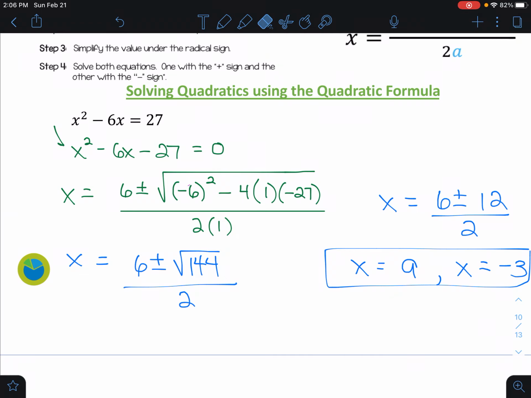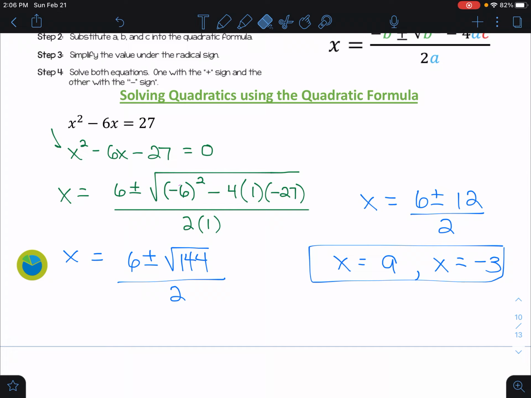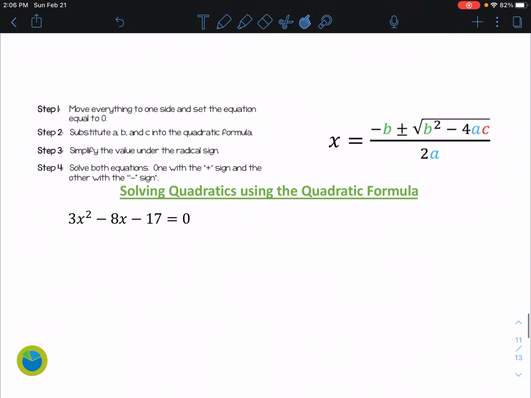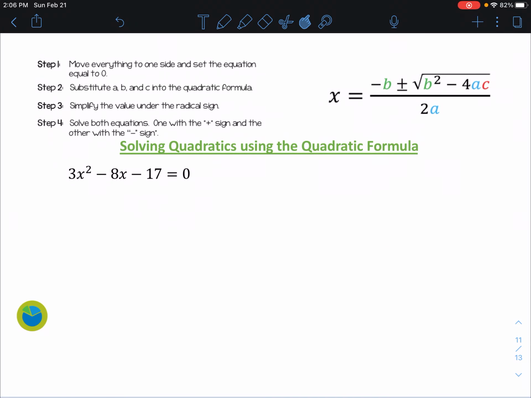And there we go. Okay, that's how you use the quadratic formula. Again, the quadratic formula always works. Okay, so that was a little bit easier one. A lot of the times when you use the quadratic formula, you will not get two nice answers. So then what? Well, let's try one. Here we go.